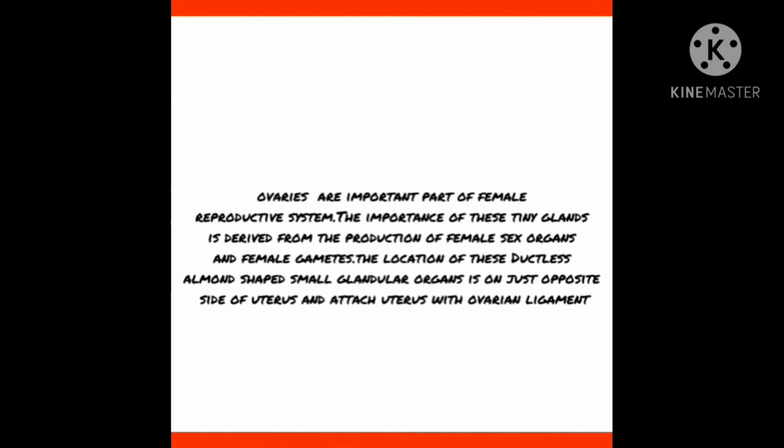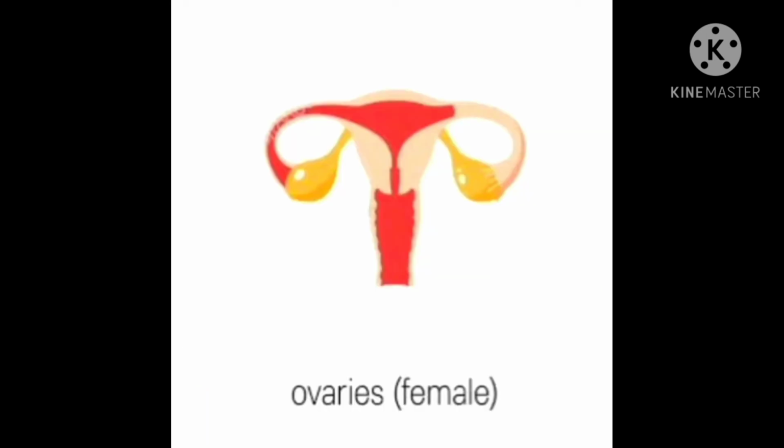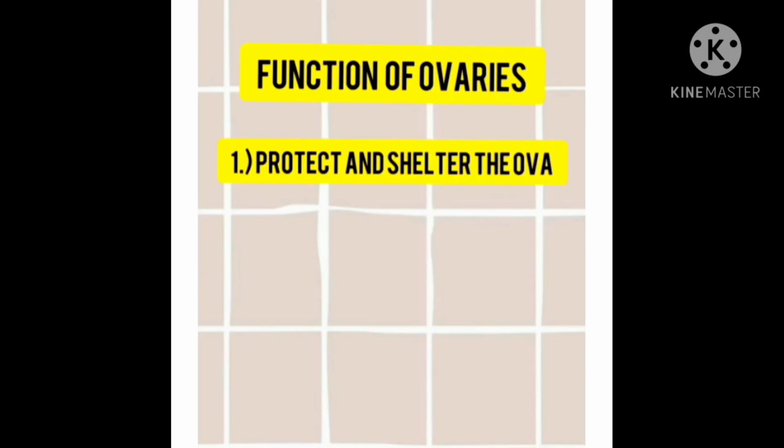Ovaries are an important part of the female reproductive system. The importance of these tiny glands is derived from the production of female sex hormones and female gametes. The location of these ductless, almond-shaped small glandular organs is on either side of the uterus, attached to the uterus with the ovarian ligament. Now have a look at the functions.